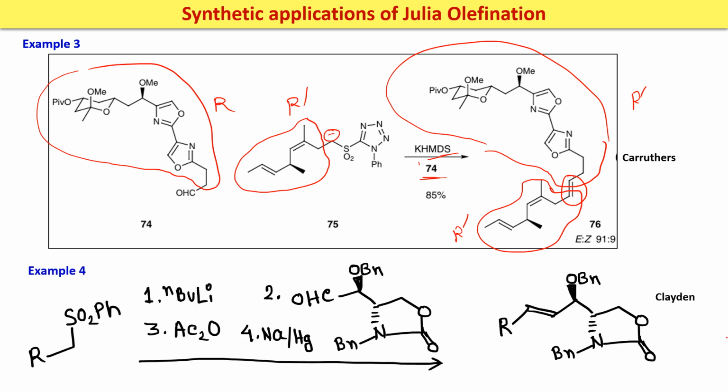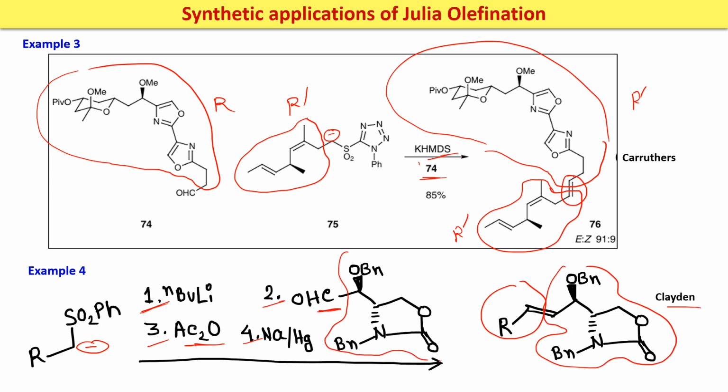The fourth example is taken from Clayden. Again we have the SO2Ph group. In presence of base there will be carbanion generation. This carbanion will attack this CHO and there will be O-. Now this O- will be converted to the ester and there is finally the reductive elimination step. So this part is coming from RCH2SO2Ph, the phenyl sulfone group, and the other part, though there is some chiral center and a large group, we don't have to bother about it.